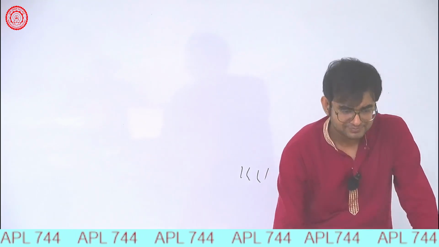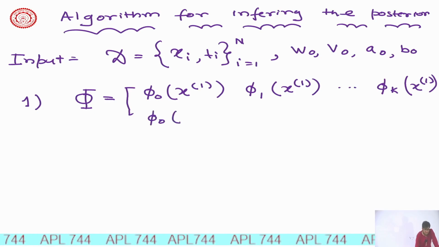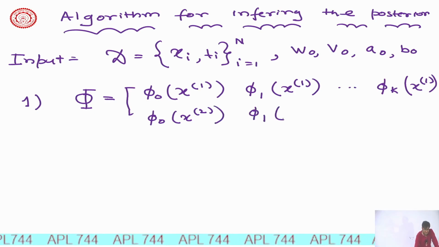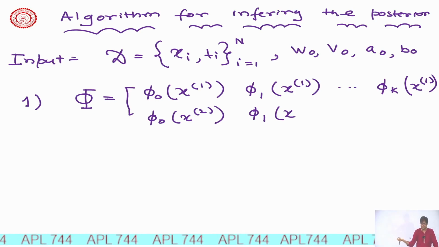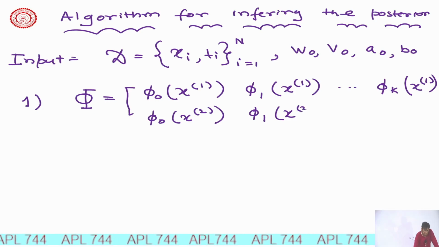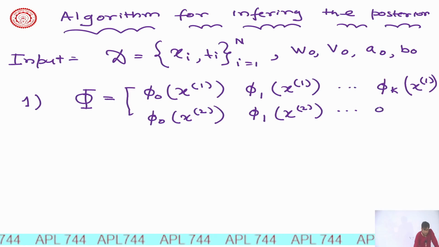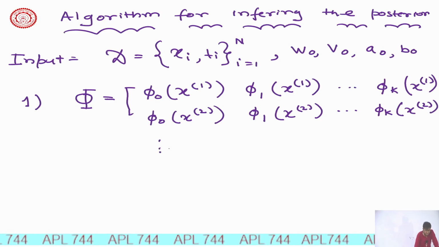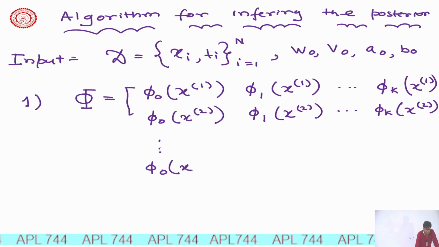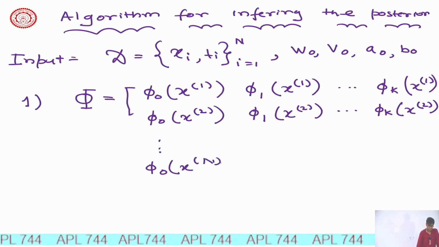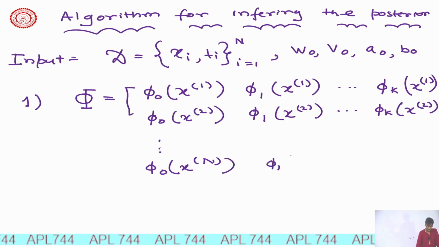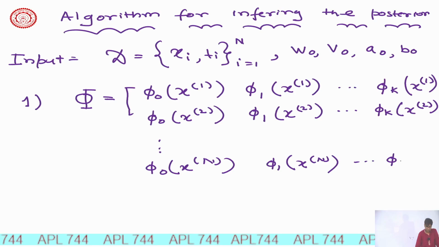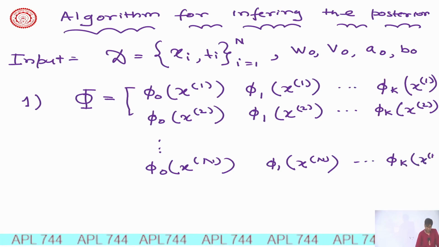Phi naught x2. Obviously, the basis function you have selected, so that is also known to you. Remember that. For example, it can be x, x square, x cube, something like that if you choose that. Phi 1 x2, phi k x2. Not write the others, but you know the last one will be phi naught xn, phi 1 xn, phi k xn.